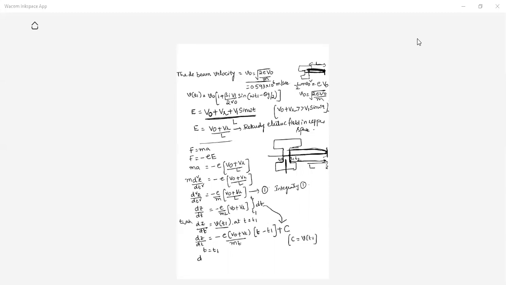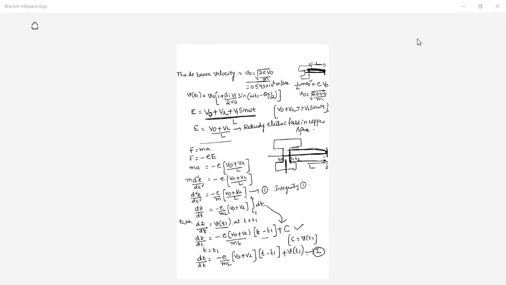Now what is the expression of dz by dt? I can write dz by dt is equal to minus e (V naught plus VR) by mL into (t minus T1) plus V of T1. Let us name it as equation number 2. Understood this step? Any doubt in this step?